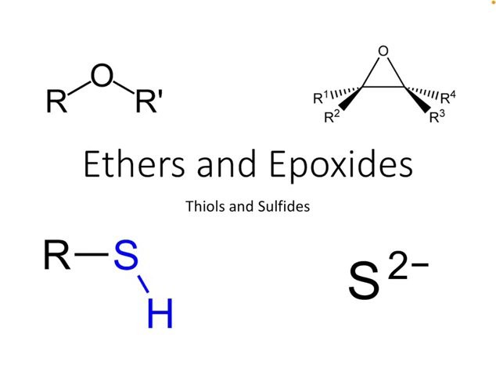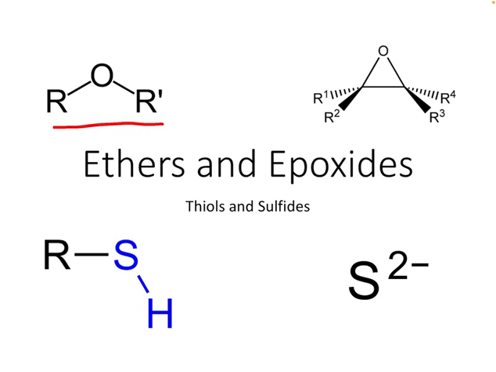Hi everyone. We're starting a new chapter, and in this chapter we're going to discuss ethers, epoxides, thiols, and sulfides. So here I tried to find some good representative pictures of each type of functional group. On the upper left you can see we have an ether. That has an oxygen in between two alkyl groups, and those alkyl groups might be the same or different.